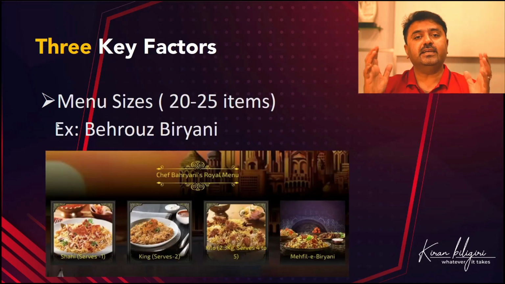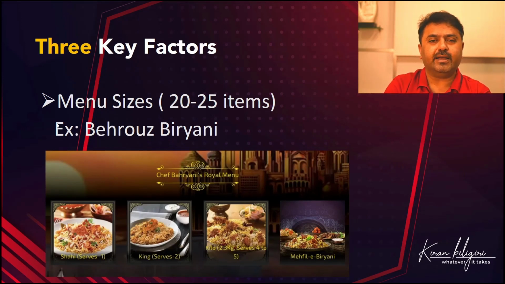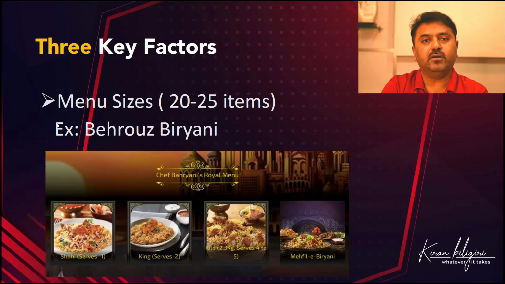Now the next important thing is menu size. It's not like a commandment written in stone, but you will have to understand that especially for a beginner restaurant, when you're just starting out, the ideal size of your menu is about 20 items, even smaller if possible, higher side 25.